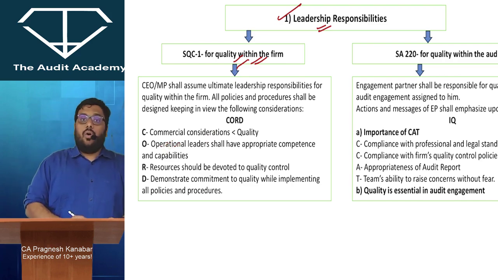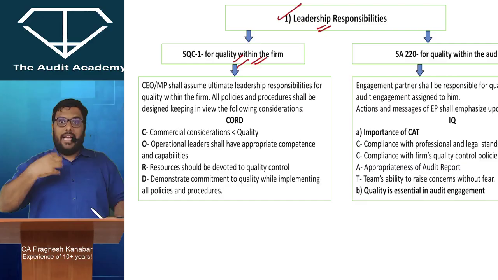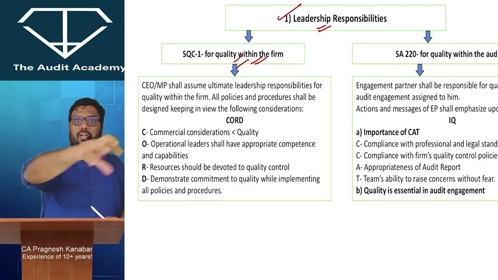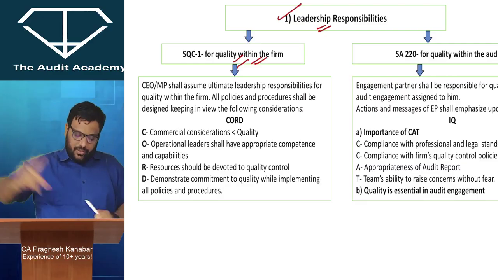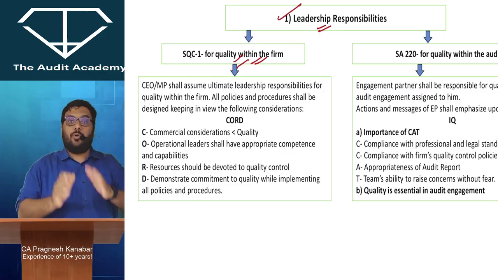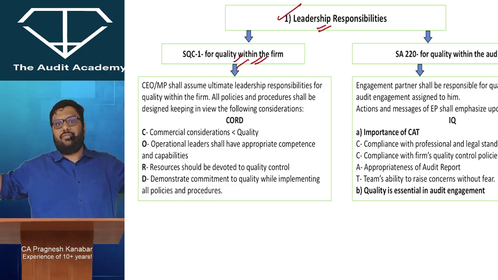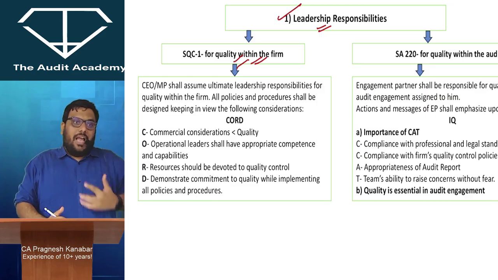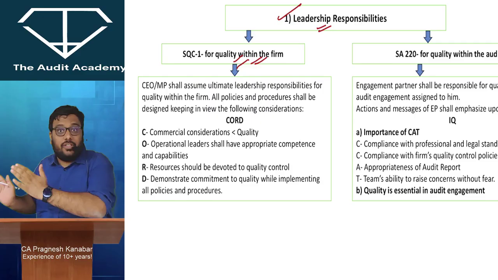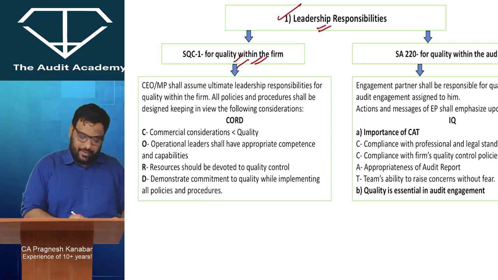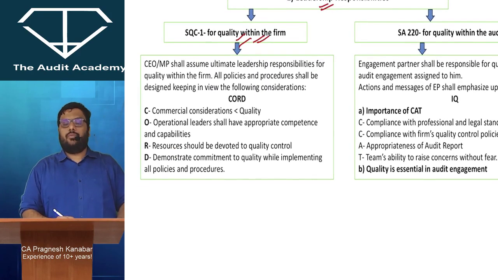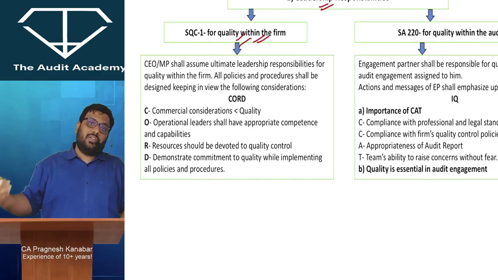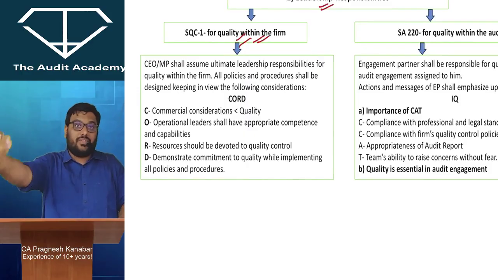Second, all the operational leaders. As a managing partner, I will select the operational leaders. When I am selecting the operational leaders, I need to ensure that they have appropriate competence and capabilities. Then I'm not just supposed to keep talking. I need to also ensure that there are enough resources to maintain the quality, right? I should also devote resources to maintain the quality. I should have training sessions. I should have employees, articles, people, assistants.